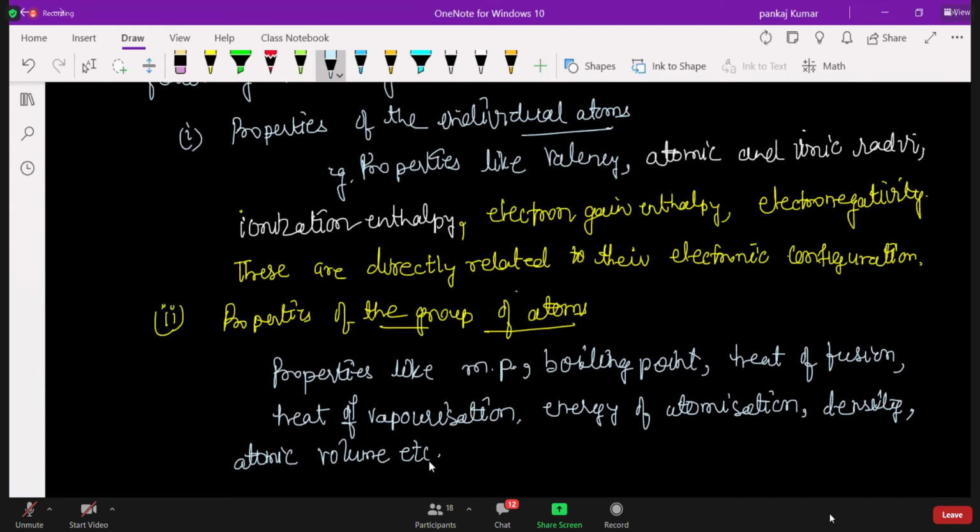Sir, what about electron affinity? Electron affinity is again an enthalpy. Electron gain enthalpy is just another name for electron affinity. So these are actually called bulk properties.